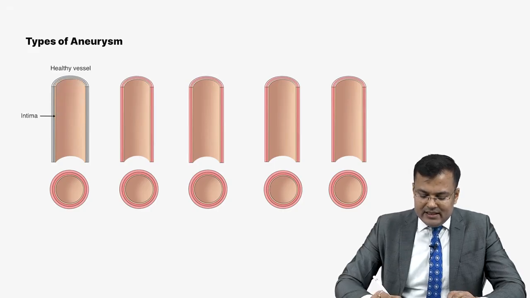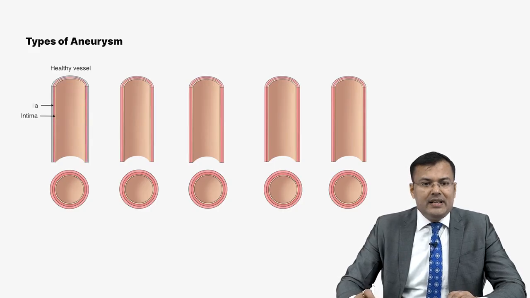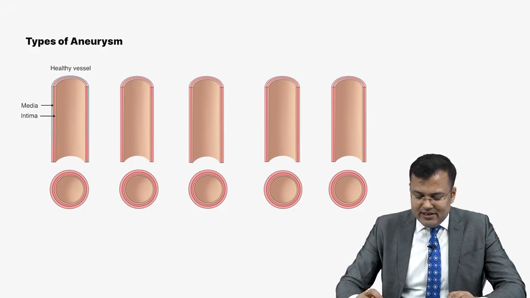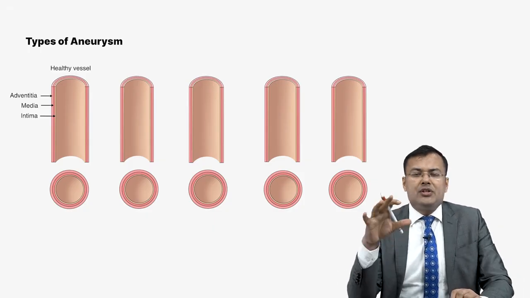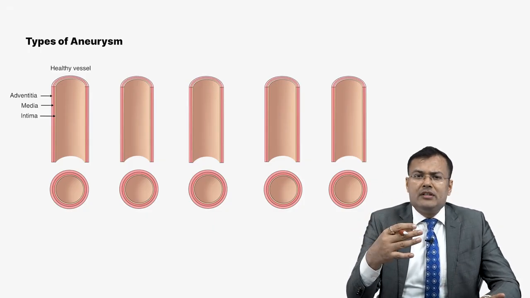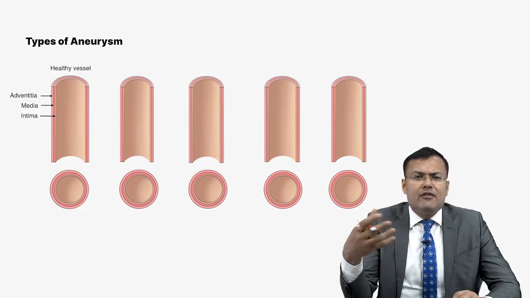Layers you can see inside is intima, then there is media, and outside you can see there is adventitia. So these are the layers of blood vessel. Now definition, what is true aneurysm? What is false aneurysm? You know true diverticula, false diverticula.